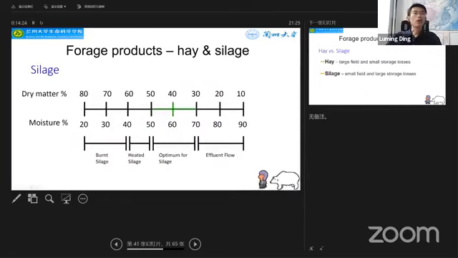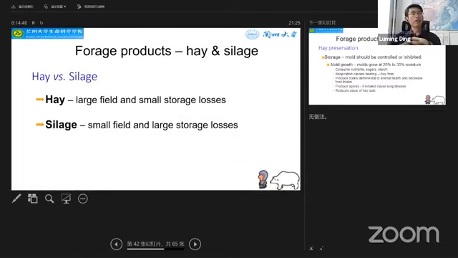Okay. If the water content of the forage is higher than 70%, much more effluent will occur. But if lower than 50%, the silage will have a risk of being burnt or heated. So hay versus silage. Hay needs a large field but has small storage loss. Silage conversely needs a small field but has a large storage loss.